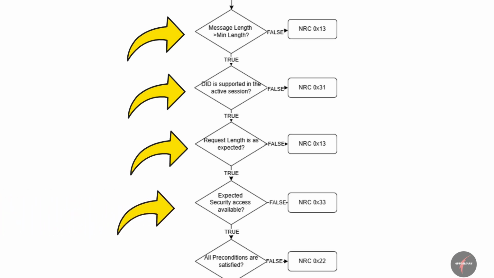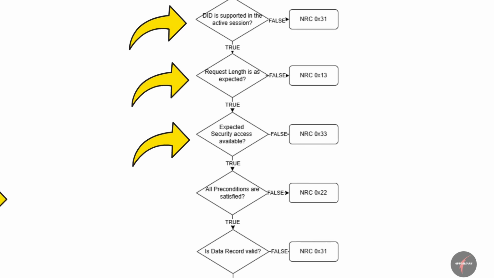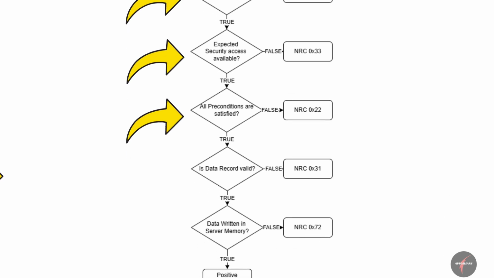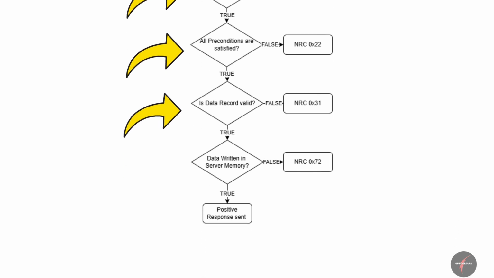Next, the server performs security access check. If the session is locked, then NRC 33 shall be returned. Next, the server performs preconditions check. If ignition or voltage conditions are not met, then NRC 22 shall be returned. Next, the server performs data validation. If the data format or content is invalid, then NRC 31 shall be returned. Next, the server performs memory write check. If writing to memory fails, then NRC 72 shall be returned. If all checks pass, the server sends a positive response confirming that the data was written.